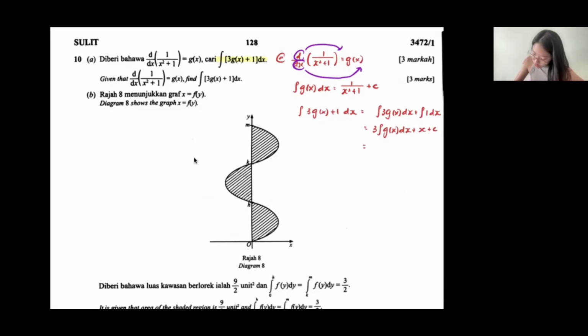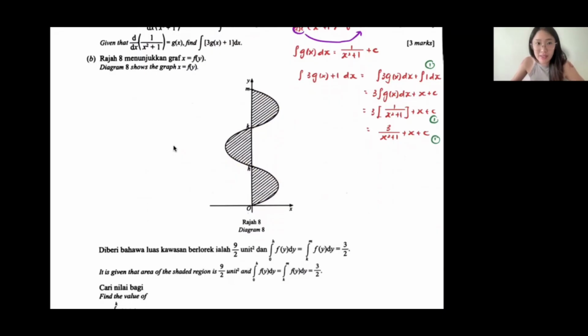For g(x) over here, we know that when we integrate it, it will become this. So 3 times 1 over x squared plus 1 plus x plus c, which is 3 over x squared plus 1 plus x plus c. 1 mark is given for the substitution, 1 mark for the final answer, and another 1 mark when you split. So this is for A, 3 marks in total.